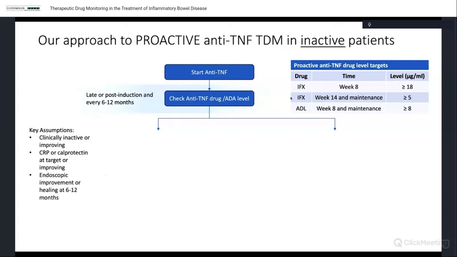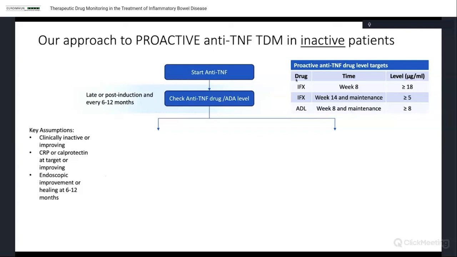The target drug levels are in the chart on the top right. If we're measuring infliximab at week 8, prior to the third dose, we're targeting a level greater than or equal to 18 micrograms per mL, which correlates to a level greater than or equal to 5 in maintenance. If we're measuring infliximab at week 14 before the fourth dose, and in maintenance, a trough level, we're targeting greater than or equal to 5. For adalimumab at week 8 or in maintenance, we're targeting a trough level greater than or equal to 8 initially.